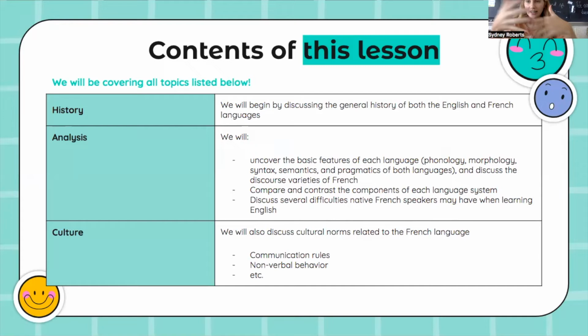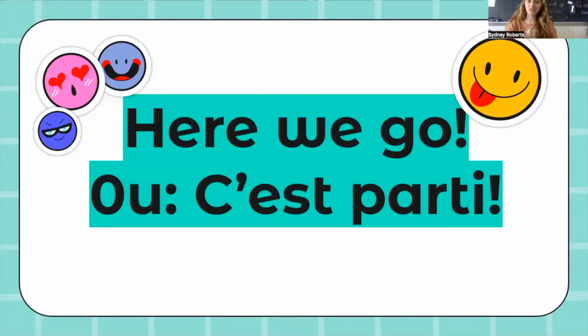We will compare and contrast the components of each language system as we go throughout this presentation, and we will discuss several difficulties that native French speakers may have when learning English. And then we'll finish up discussing things that are a little bit less concrete, like communication rules and nonverbal behaviors, the things that you kind of learn and understand subconsciously about communicating in that given language. So we're going to go ahead and get started.